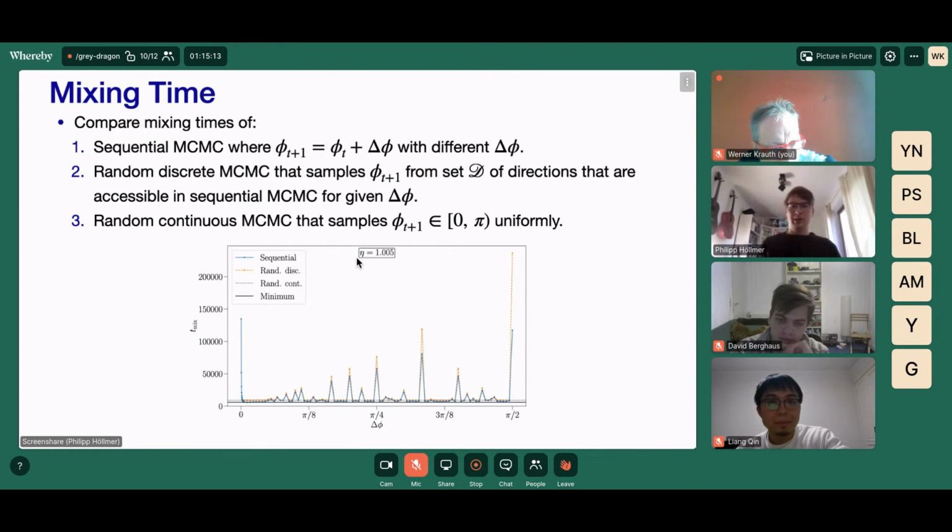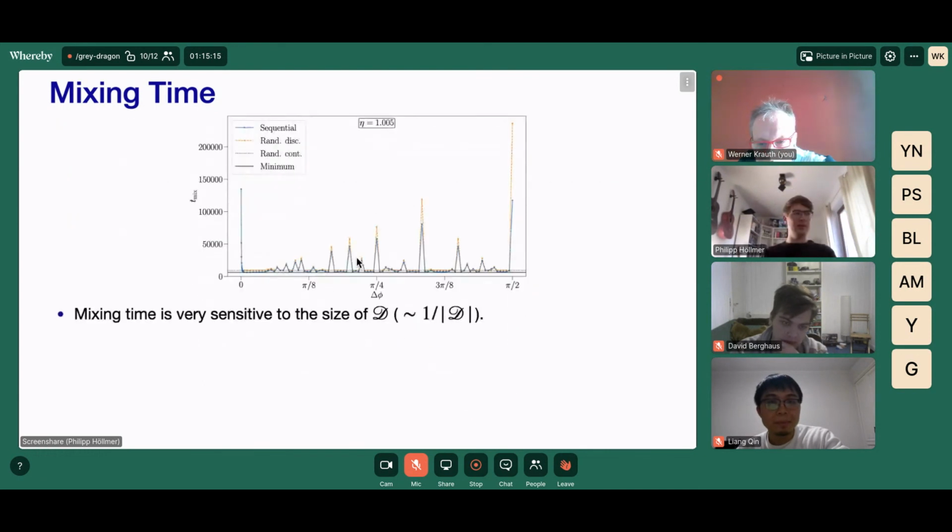There are several interesting points in this plot I would like to mention. The first is that the mixing time of our sequential updating scheme and the random discrete MCMC are very sensitive to the size of this direction set. What do I mean by this? I mean exactly these bumps. The largest bump we get in both sequential and random discrete is at pi half, delta phi equal to 90 degrees, where the size of the direction set is 2.